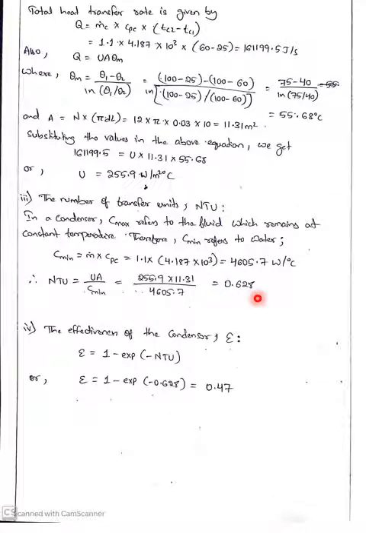Once you get the value of NTU, the next step is to find the effectiveness. This formula is also available in the data handbook. It is 1 minus e to the power of minus NTU. So epsilon is equal to 0.47. What is this 0.47? This is nothing but the effectiveness of the heat exchanger, that is nothing but a condenser.